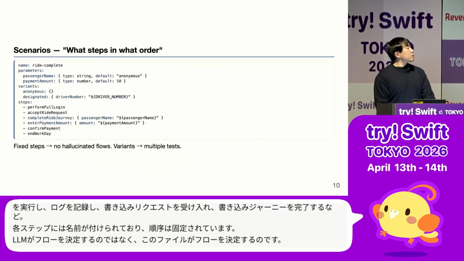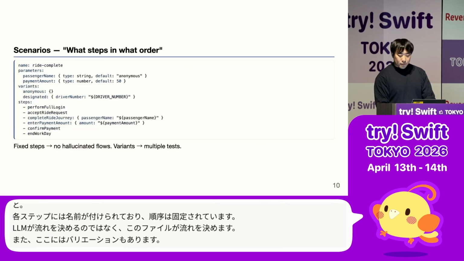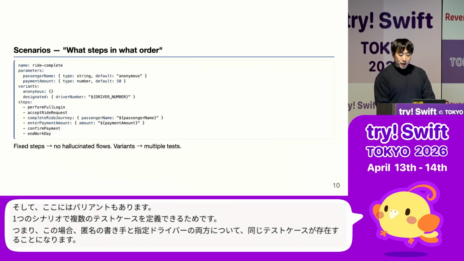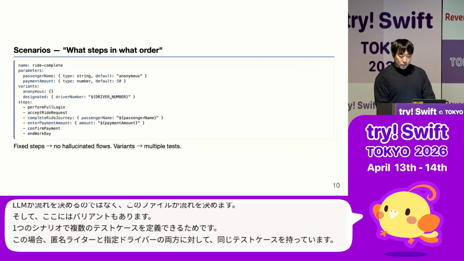And we also have variants here, because one scenario can define multiple test cases. In this case, we have the same test case for an anonymous rider and also a designated driver as well. So you can write one test, but with many variants.